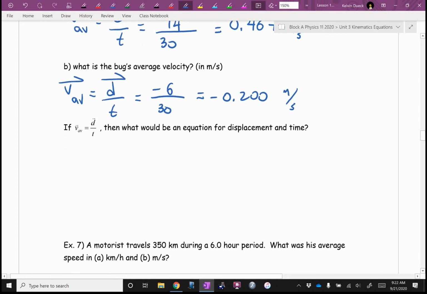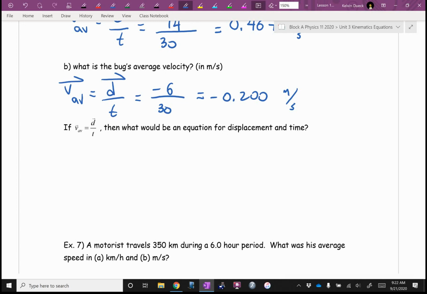If V average equals displacement over time, here is the first big skill I want to give you. How many variables does this equation contain? How many other equations are hidden in there then? There's a total of 3 equations hidden in here. And you can memorize each equation.